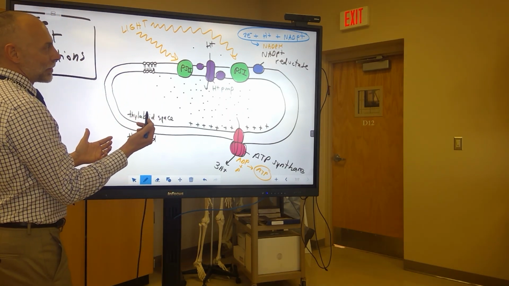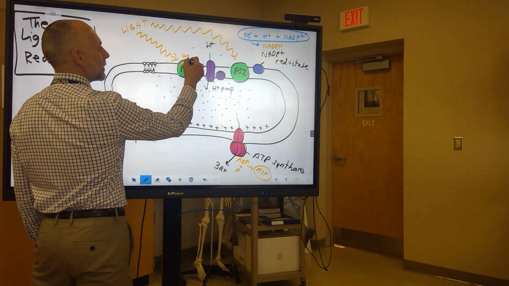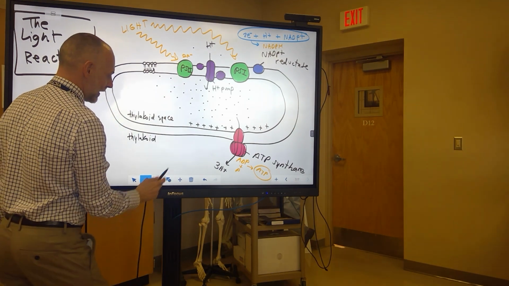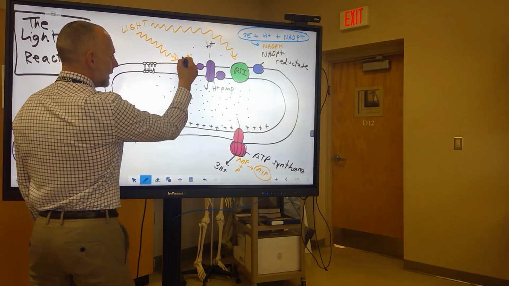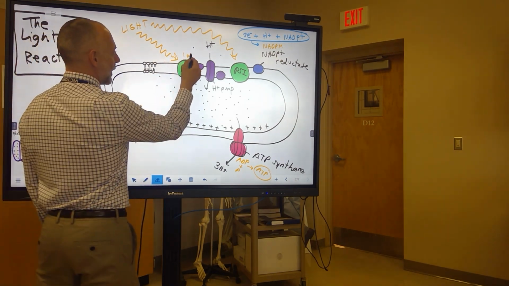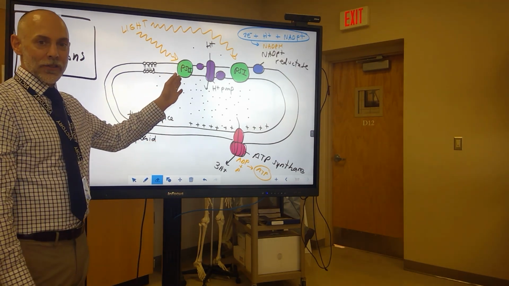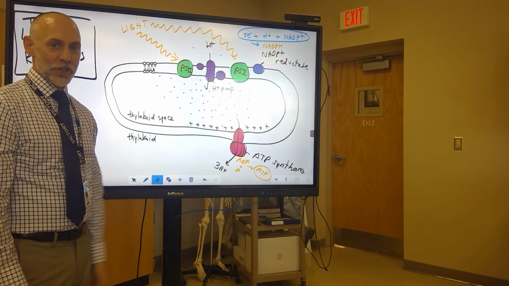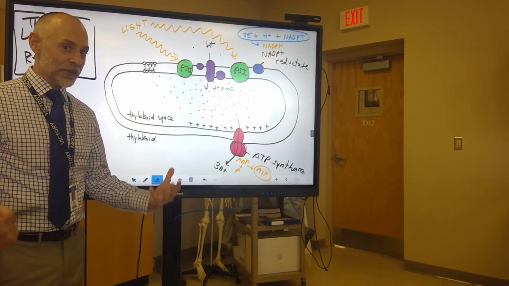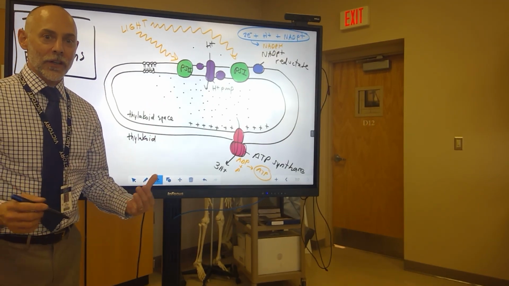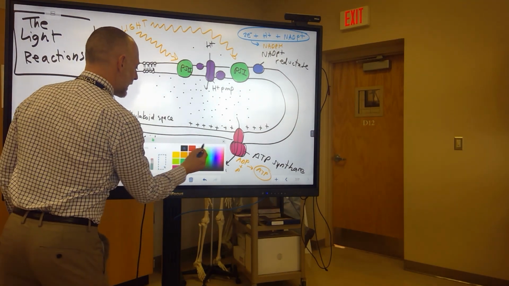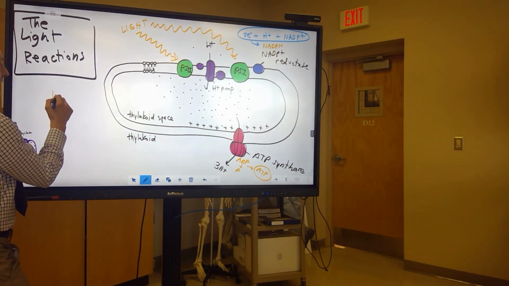We got one more problem though. This originally had 2 electrons, and when we lost an electron, we only had 1 electron. And if we lose a second electron, now we don't have any electrons. What's the problem? Well, the problem is there's no more electrons to energize. This whole system would shut down. We need a source of electrons. Well, where are we going to get our electrons from? We're going to get our electrons from the splitting of water.